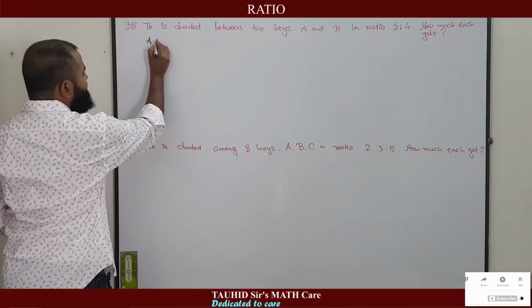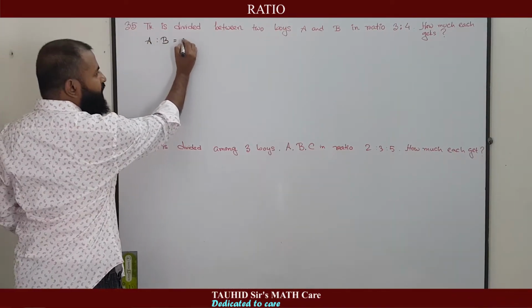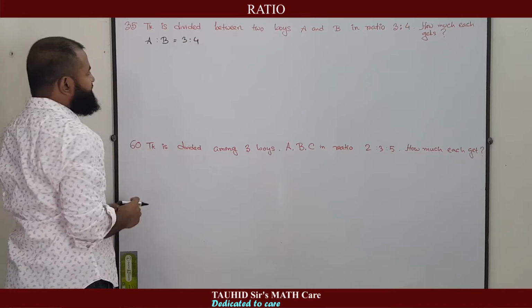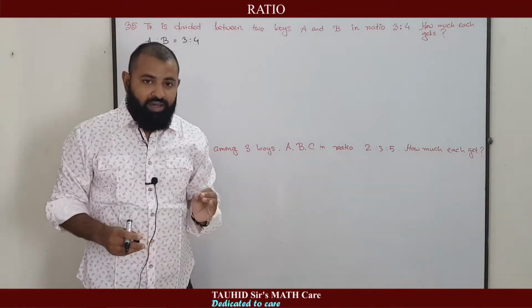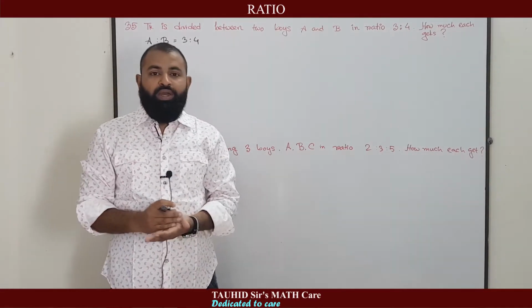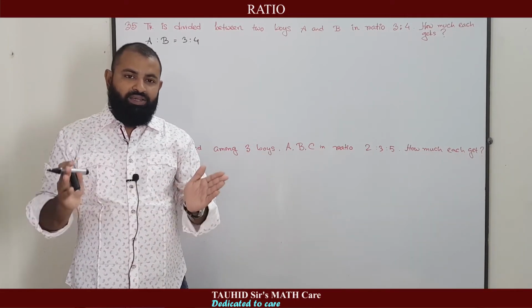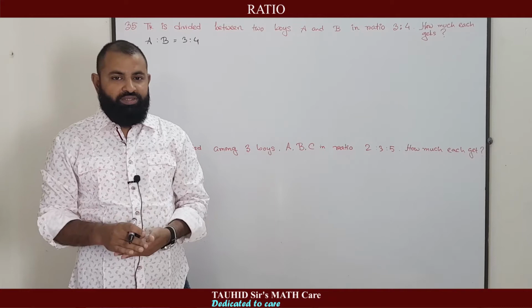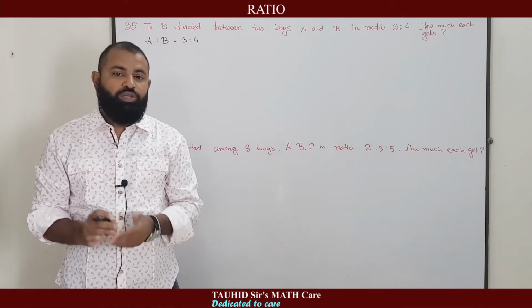So here you are given that A ratio B equals 3:4. That means if A gets 3 taka, B will get 4 taka. This math we can solve by a longer process or a shorter process. At first I will demonstrate the shorter process.